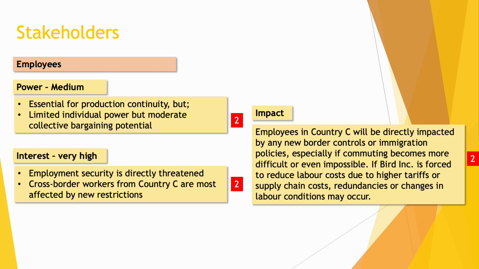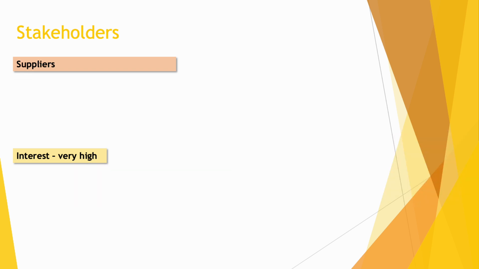So the next and final group we're going to look at is suppliers, specifically suppliers in country C. Now, Bird is a major customer of theirs. It mentions that they are a major importer of car parts from country C. Now, what that means is, again, the level of power of those suppliers is probably medium. It's debatable. You could have gone either way on this one.